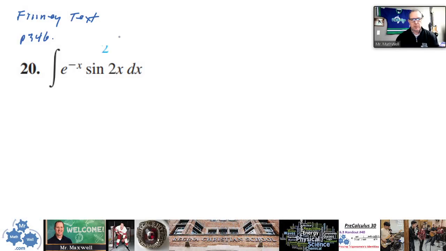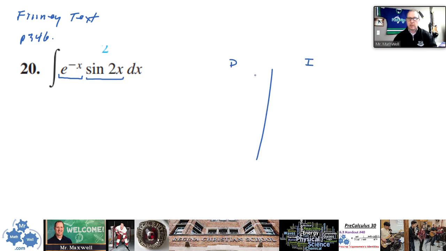Okay, so question number 20, page 346 in your Finney text, Calculus Graphical Numerical Algebraic AP Edition textbook. So we want to use the DI method, or the integration by parts method. So we want to say, okay, here's the D column and the I column.